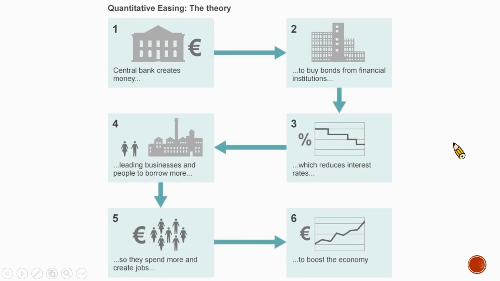Let's take a look at the following picture to illustrate the process of quantitative easing. First, the central bank will create more money so that it can buy financial assets such as bonds from financial institutions, which can reduce interest rates and let businesses and people borrow more, so that they spend more money and create job opportunities. Eventually, this policy can boost the economy.